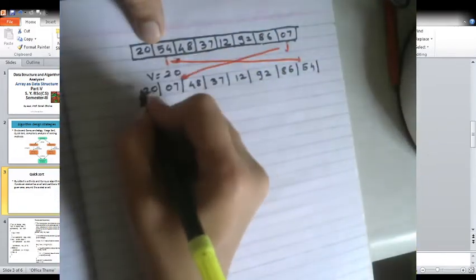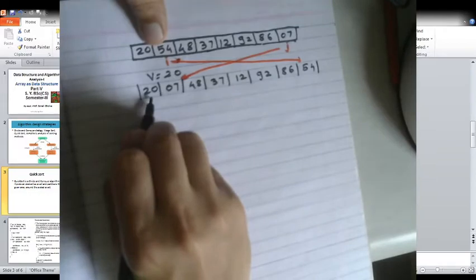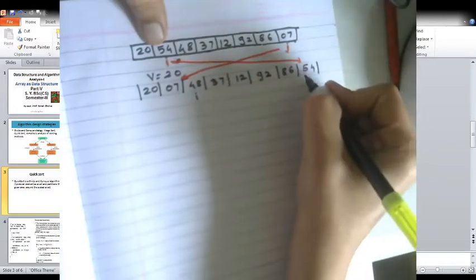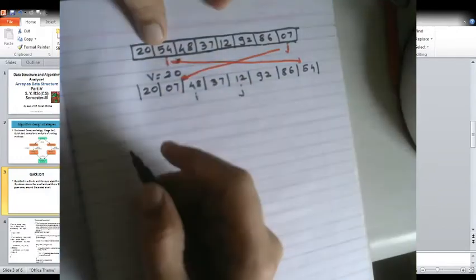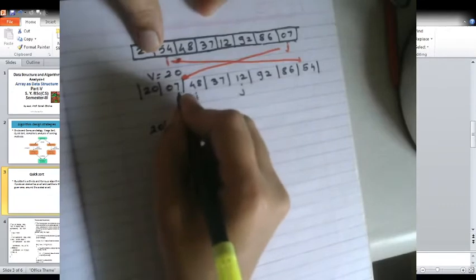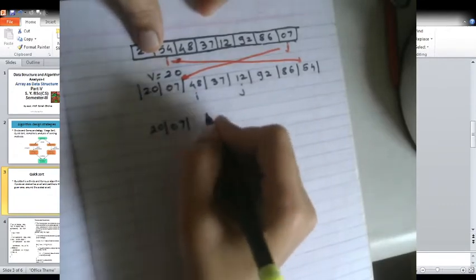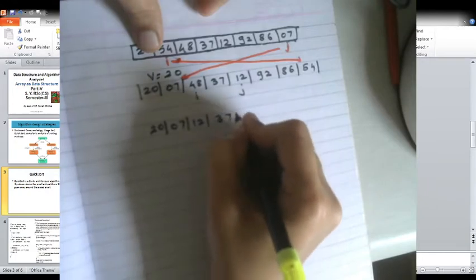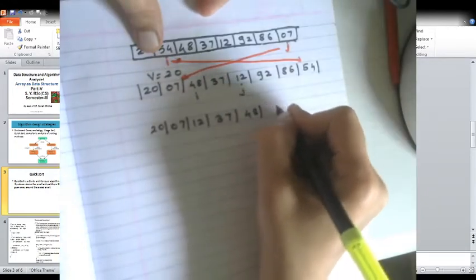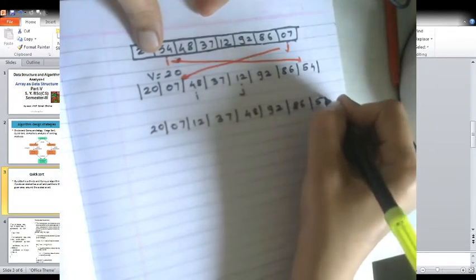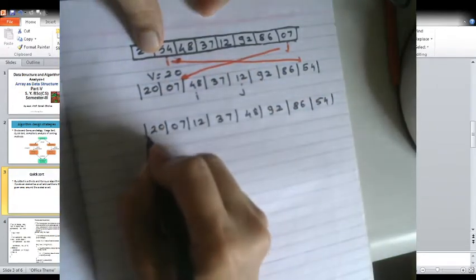Then again, the element greater than 20 is 48, and the element less than 20 is here, so again swap i and j. So our elements are 20, here is 7, then swapping i and j, 12 is here, then 37, then 48, then 92, then 86 and then 54. This is our array.